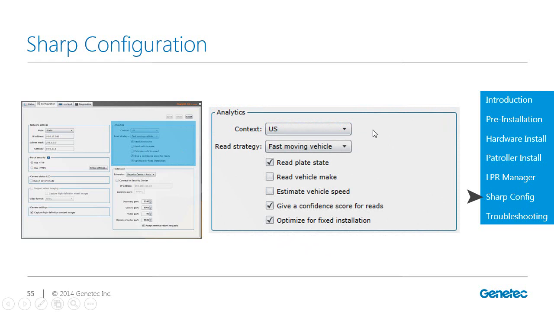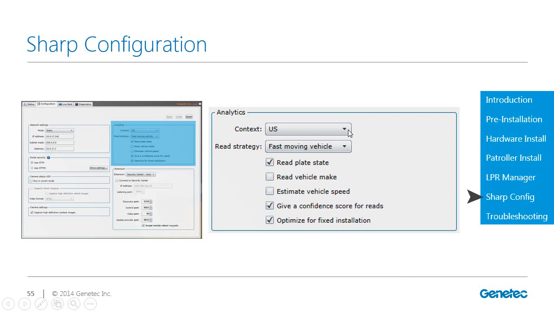Taking a look at the analytics section, this is pretty important. We need to make sure that we're using the correct context here, which is based on the location that the plates are from. So this basically tells the camera what to expect in terms of the plate properties, including background images and the type of reflective paint that's used on the plates. So really this is important to get good reads. You need to make sure it's got the right context.